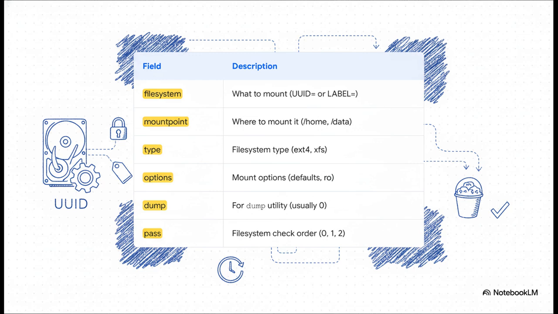The first field is the most important one for us right now. It's what to mount. And this is exactly where we'll put UUID or LABEL equals. The next few are pretty straightforward: where it goes, what kind of file system it is, and any special options. And those last two, dump and pass, they're mostly for older backup and file system check tools. Honestly, you'll almost always just set them to 0.